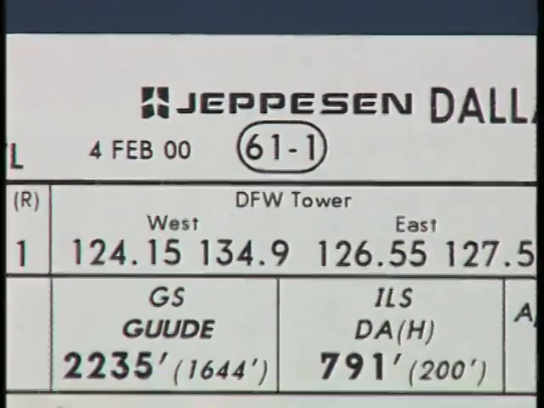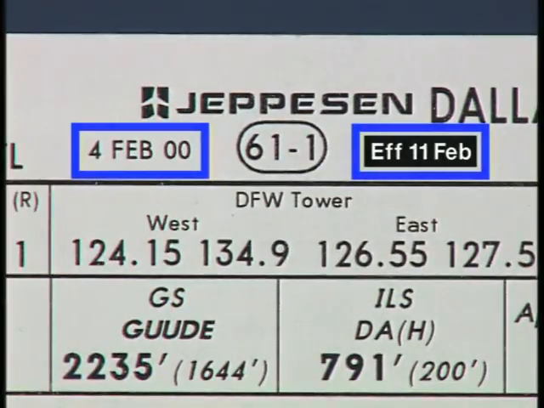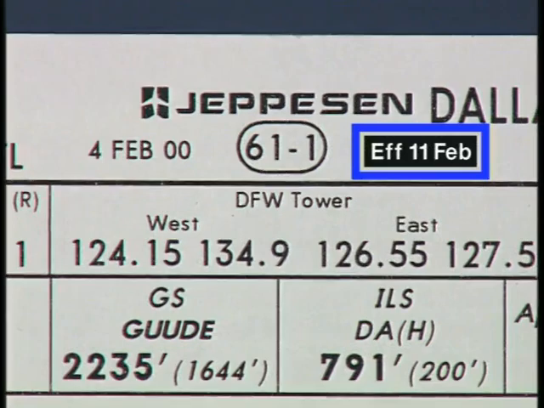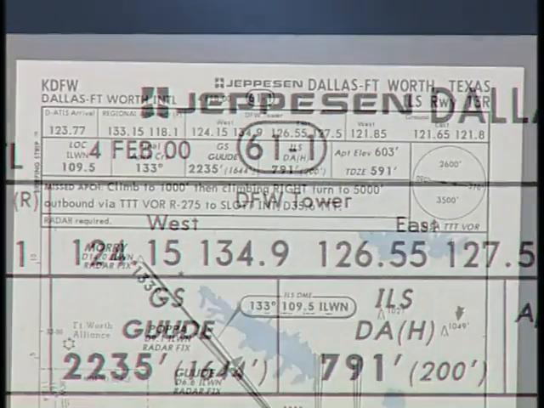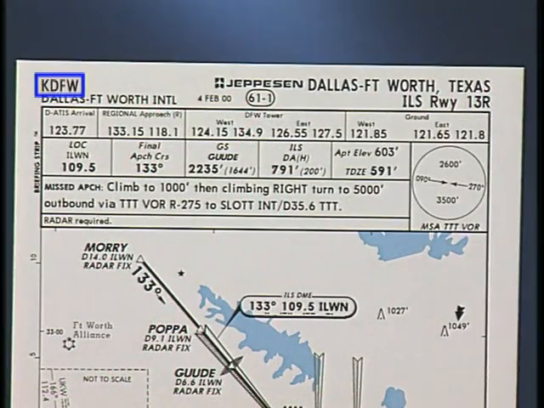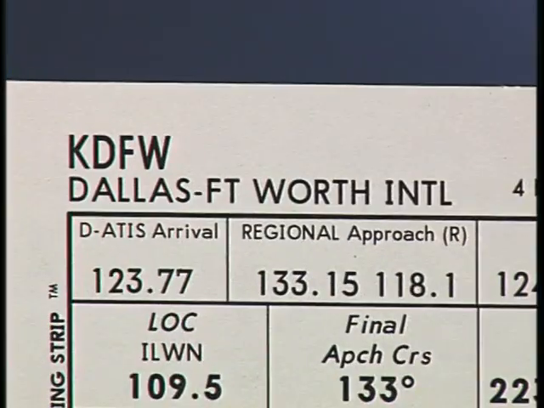The revision and effective dates are also found in the center of the chart heading. Never use a chart before the effective date. If there is no effective date, the chart is for use upon receipt. On the far left side of the chart is the 4-letter ICAO identifier for the specific airport. In this case, KDFW is the ICAO identifier for Dallas-Fort Worth International Airport.